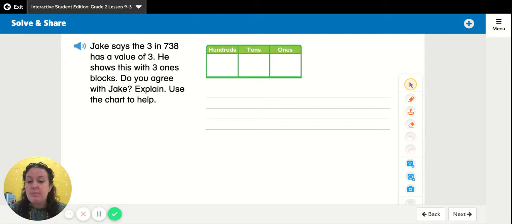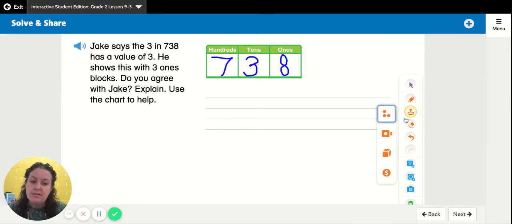So we have 3 parts to our question. We have to say if we agree with Jake, yes or no. We have to explain, which is giving reasons why we agree or we disagree. And then we're going to use the chart to help us explain. So first, I love that hundreds, tens, ones chart. I draw it on my paper for almost every place value question. I'm going to fill in the chart with 738, and I'm just going to write each digit in its own box. 738. Okay? And he showed this 3 with 3 ones.